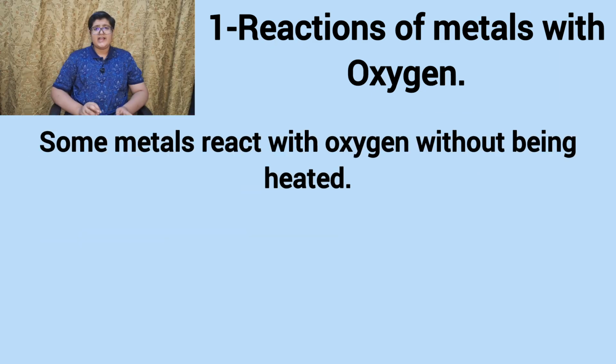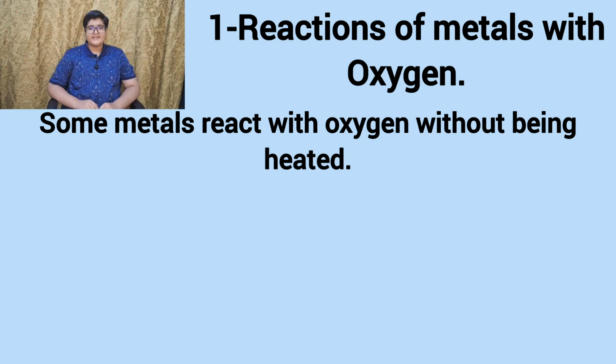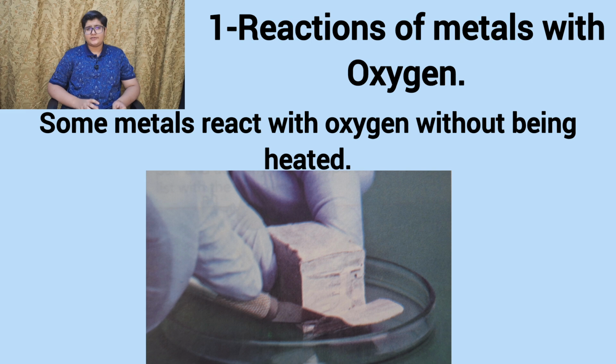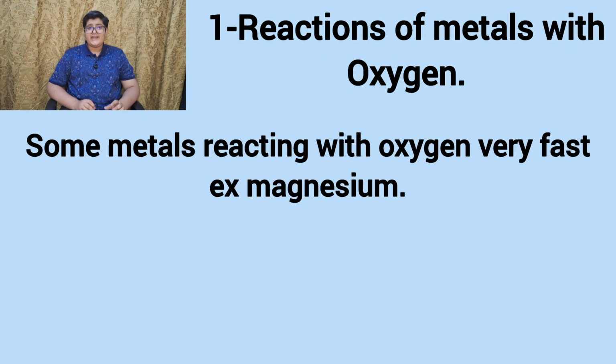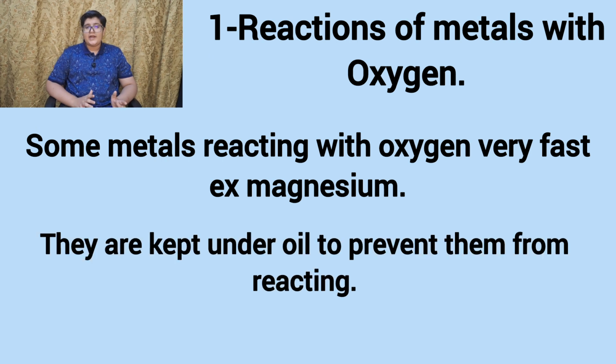Some metals react with oxygen very quickly without even being heated. For example, when you cut a piece of sodium, potassium or calcium from their containers, at first they will appear dull, but when you cut them, they will appear shiny. But when they react with oxygen, as soon as they are cut, they will become dull again. Some of the metals react very quickly with oxygen, so they are specially kept under oil so that they can be prevented from reacting with oxygen.